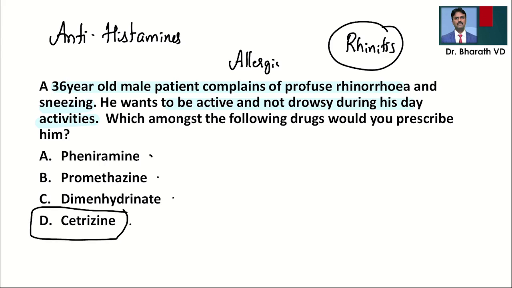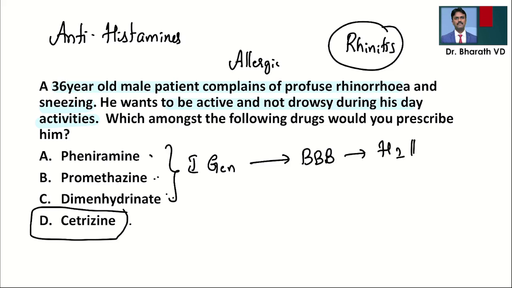Remember, pheniramine, promethazine, and dimenhydrinate are all antihistamines, but they are first generation antihistamines. They can cross the blood-brain barrier. Now what happens if they cross? They block histamine in the brain. And what happens if you block histamine in the brain? It will lead to sedation and drowsiness. So that's why this is not prescribed.